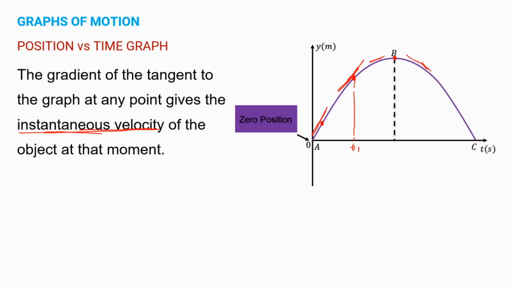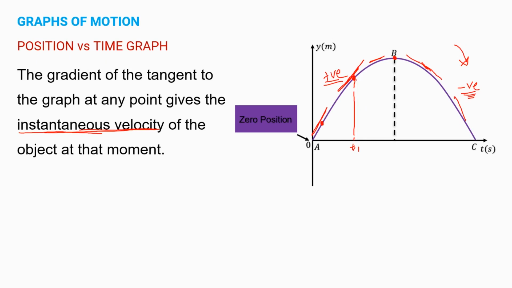And then after that, it starts going down. Now what is happening to the gradient? It's becoming steeper, but it's becoming steeper in the opposite direction. So the velocity is increasing, but in the opposite direction. This side, the gradient is positive, then this side, the gradient is negative. You see that? The gradient is equivalent to the velocity. As the gradient increases this side, it means velocity is increasing, but in the negative direction.